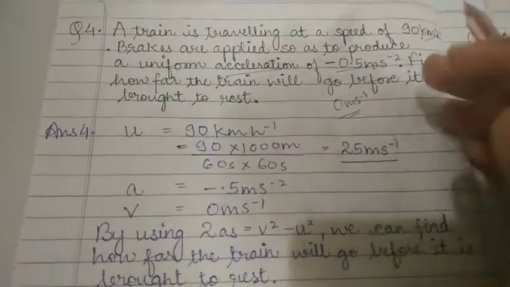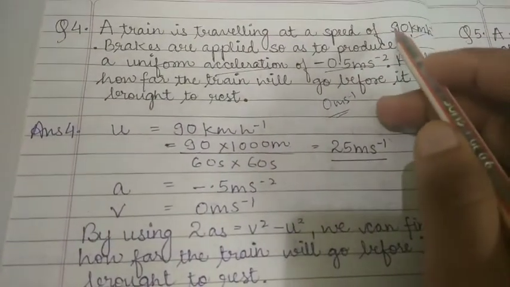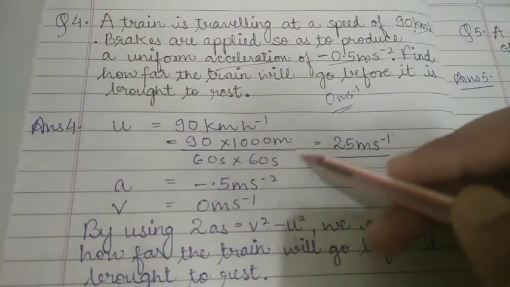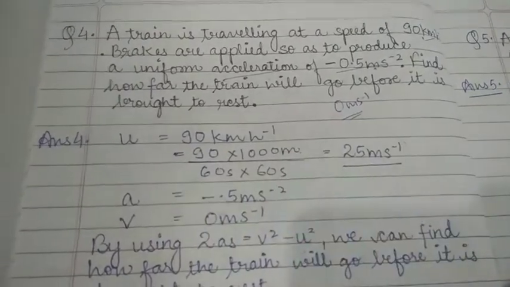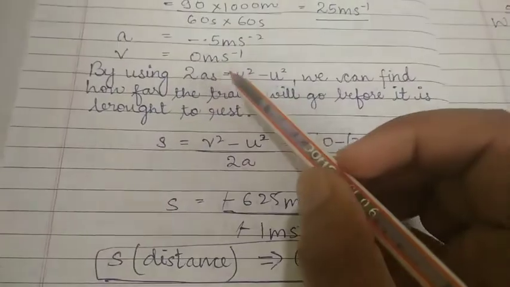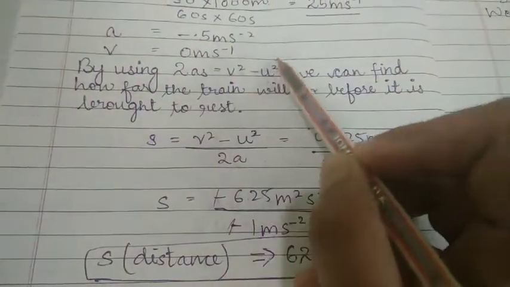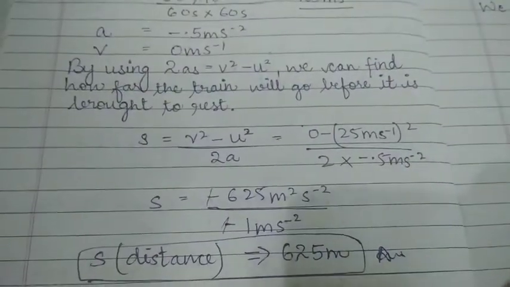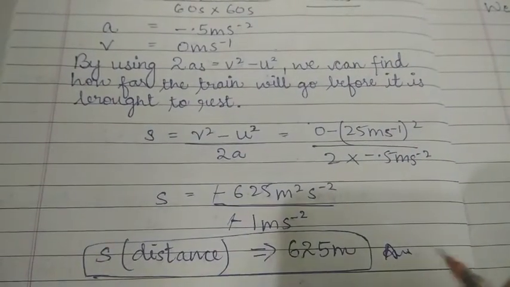So I hope you've understood this question, because in this question everything is written, just you have to change the units only. That is 90 km per hour, you have to change into meter per second and you'll get 25 meter per second, right? Then acceleration is given to you, velocity is also given to you. And now you just have to find the distance by using this formula, and you'll get the distance as 625 meters. So I hope you've understood till now.